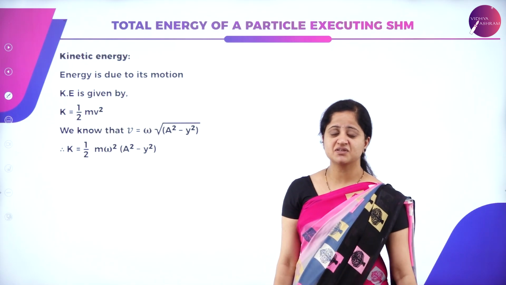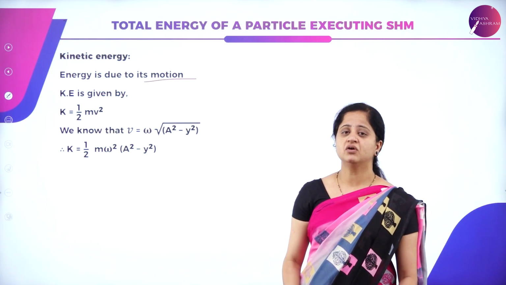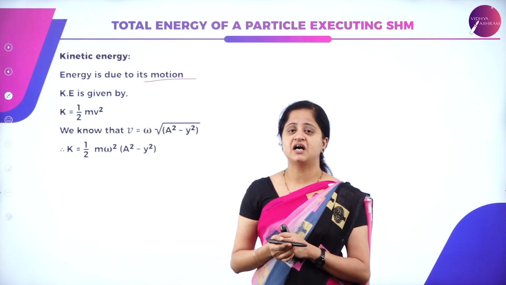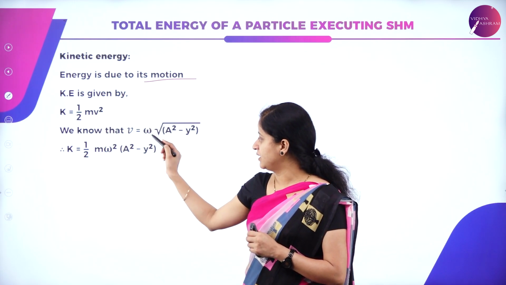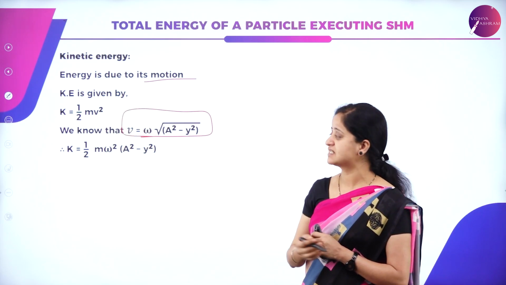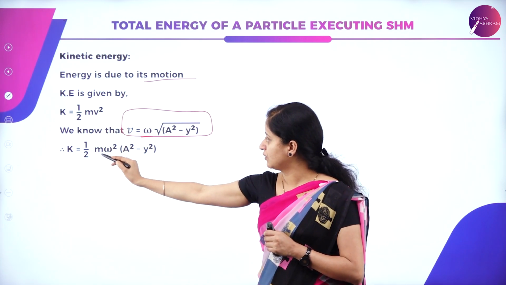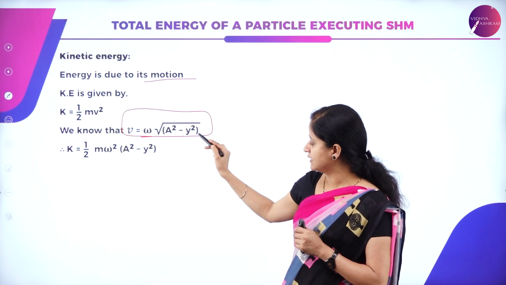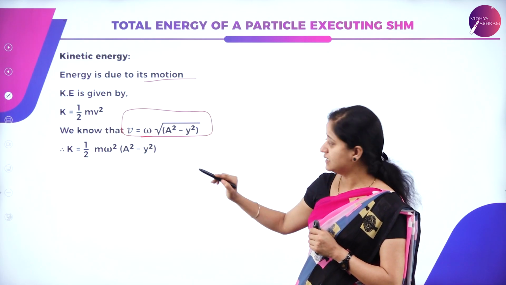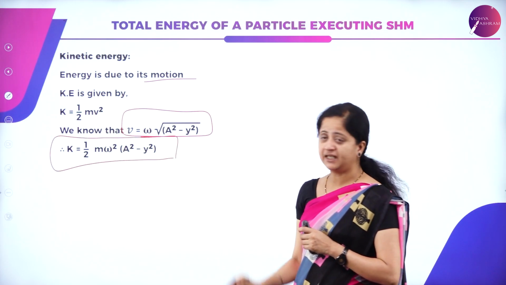Similarly, we can write the expression for kinetic energy. The energy due to the motion of a particle which is undergoing simple harmonic motion is kinetic energy, and it is given by the relation half mv square. But what is v? v is omega root of a square minus y square, which we derived in the previous class. Now substituting the same in the above equation, we will get K is equal to half m. Squaring this, we will get omega square root, and the square will get cancelled, and we remain with a square minus y square. So this is the expression for kinetic energy.